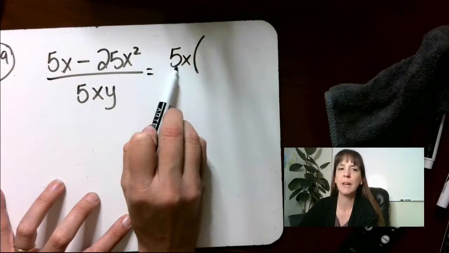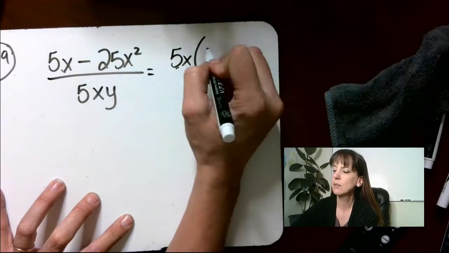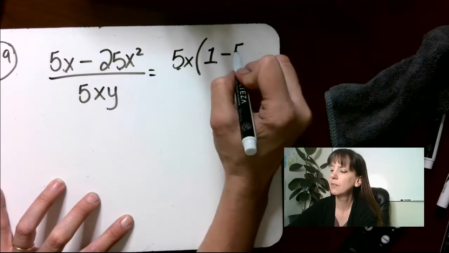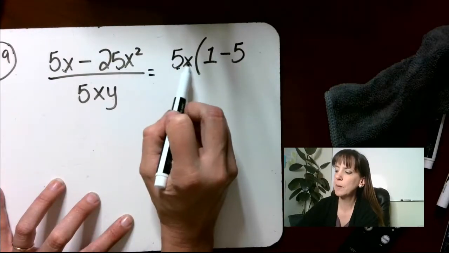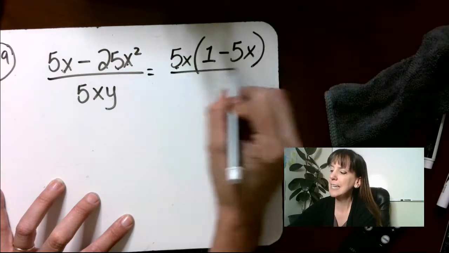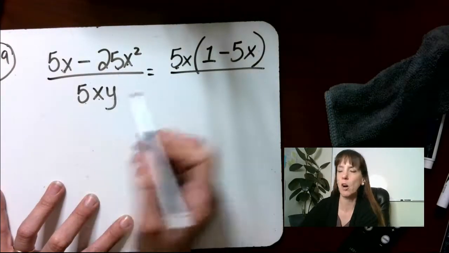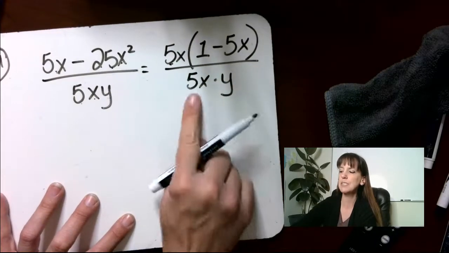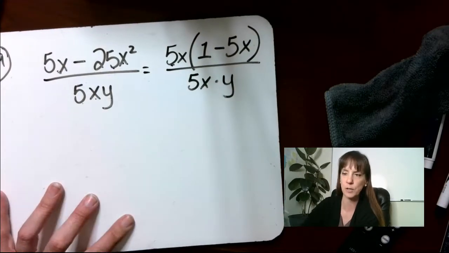And what do I need to multiply 5x by to get 5x? 1. Minus, what do I need to multiply 5 by to get 25? 5. What do I need to multiply x by to get x squared? X. Now downstairs, keep in mind, I'm multiplying all those things together. I'm gonna just set that y aside though. So this means the exact same thing as this, right? I just put a little dot in between there.